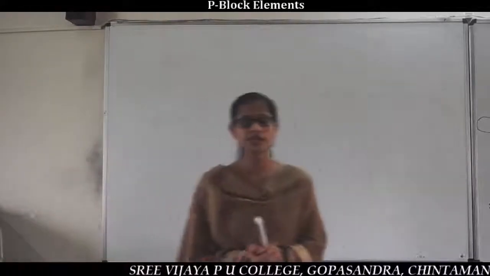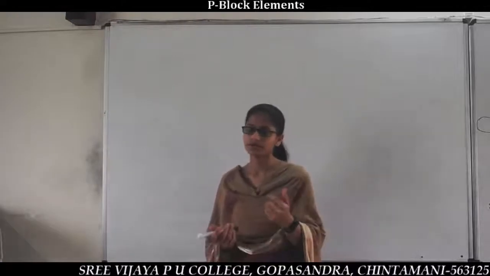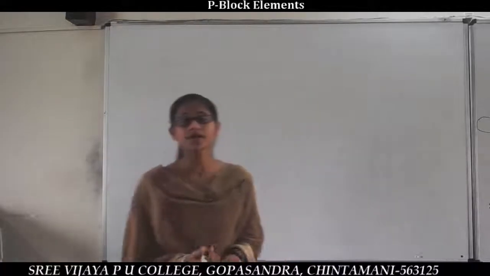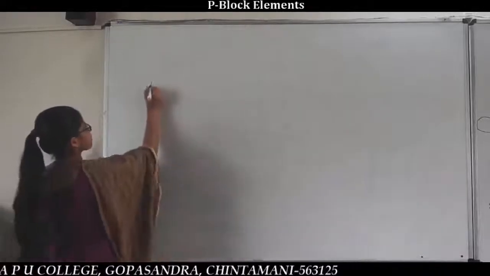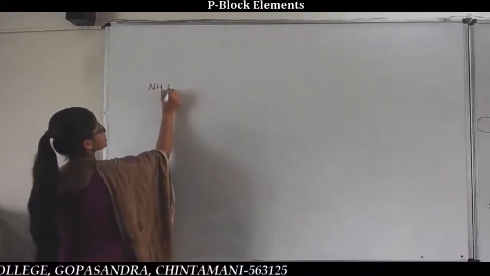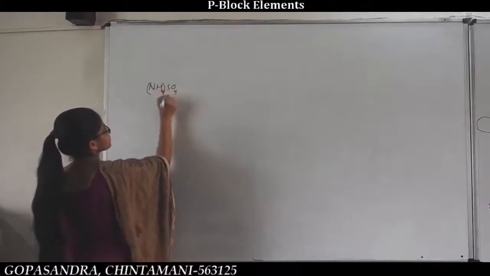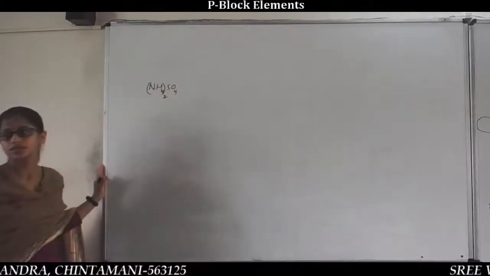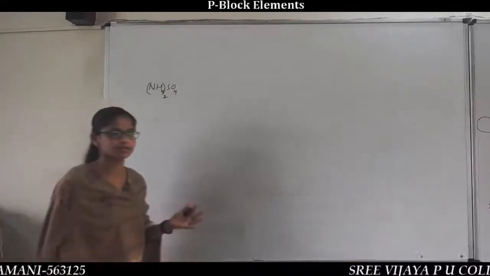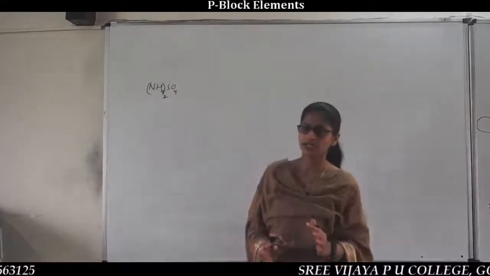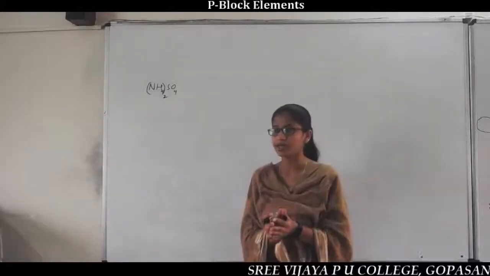Basically, we take a mixture of salts, usually the salts of ammonia. One example is ammonium chloride, and another is ammonium sulfate. These two are ammonium salts, different salts of ammonia basically.